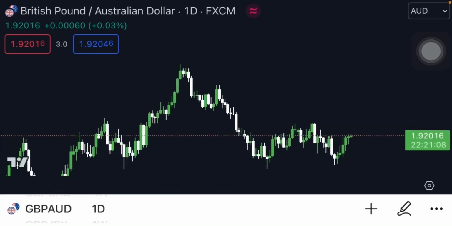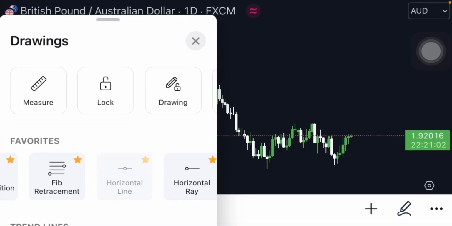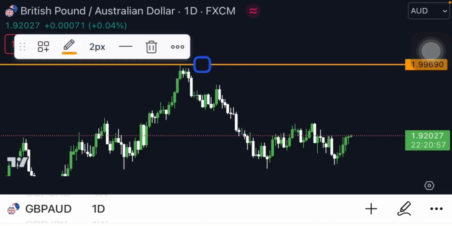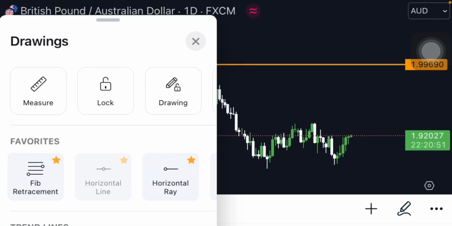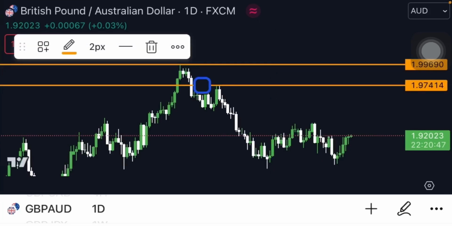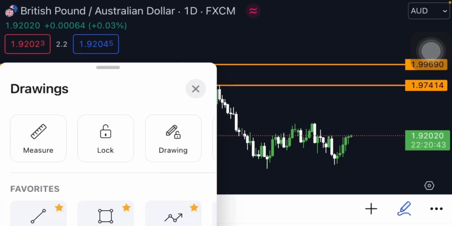So let's mark out our major support and resistance on the daily time frame. So we mark out this zone. This is the highest point that the price has gotten on the daily time frame. So we are going to mark out many support and resistance. We have another resistance here. See how price came and tested it, then price dropped.